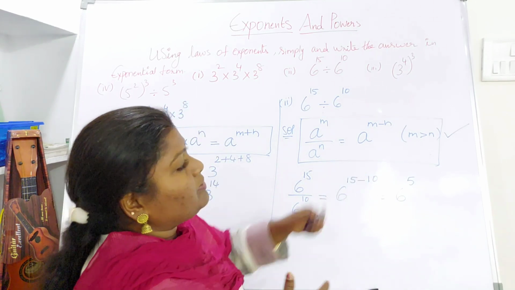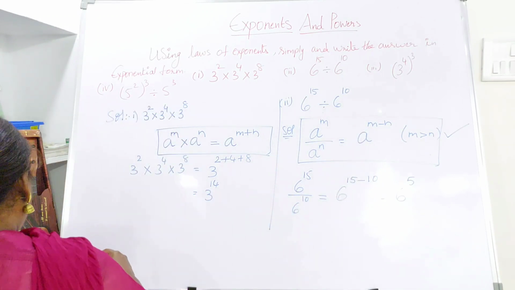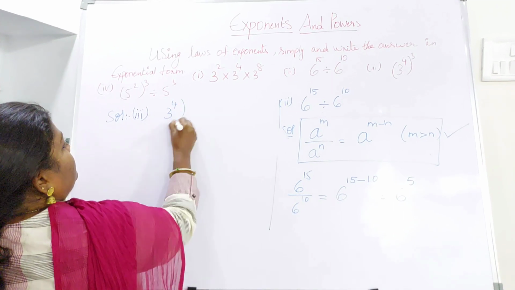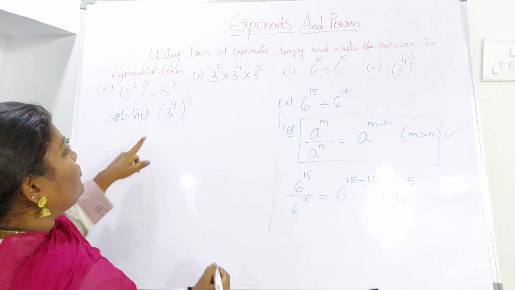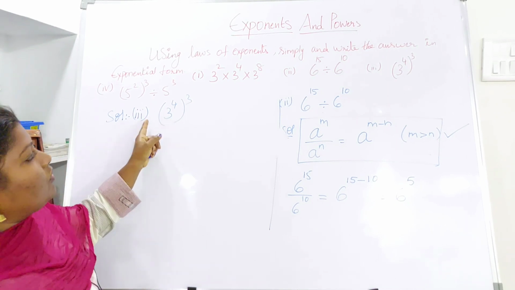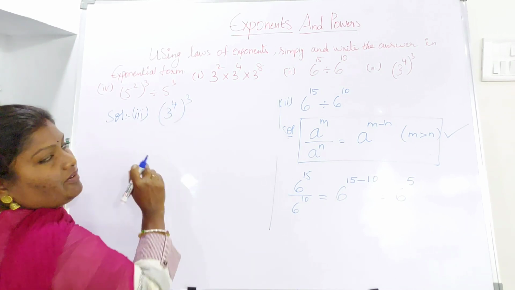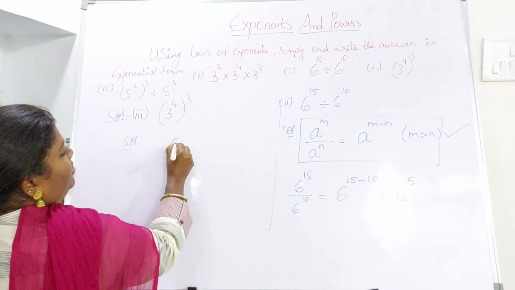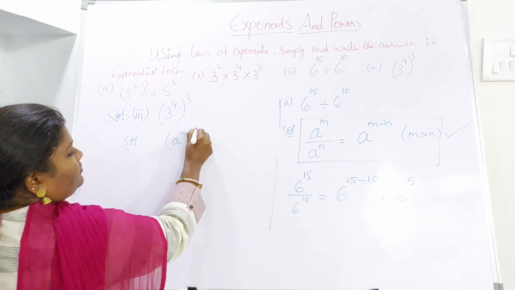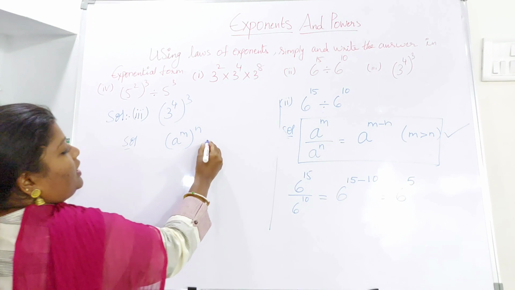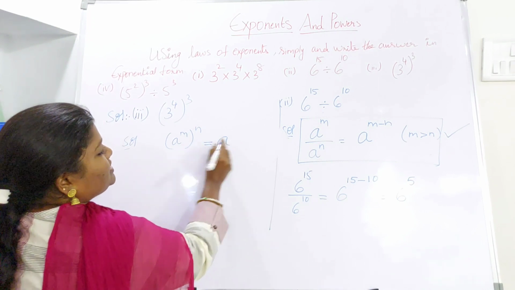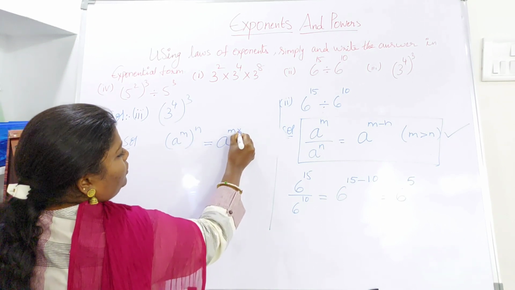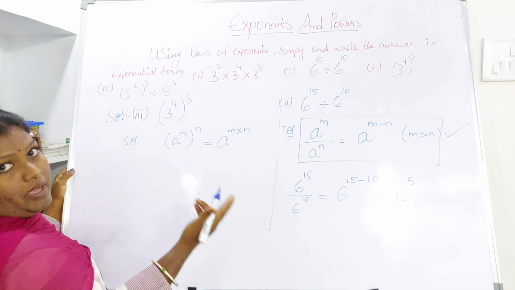So let me explain the third one. Yes, the third problem is 3 power 4 whole power 3. Now you have to decide which formula you are going to use. This is in the form of a power m whole power n. This formula is nothing but power of power. In this case it is m into n. You are going to multiply the two powers.